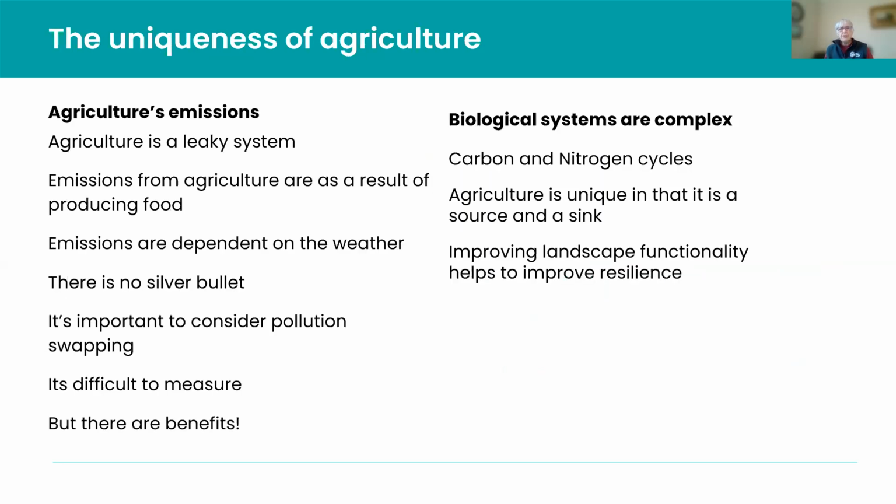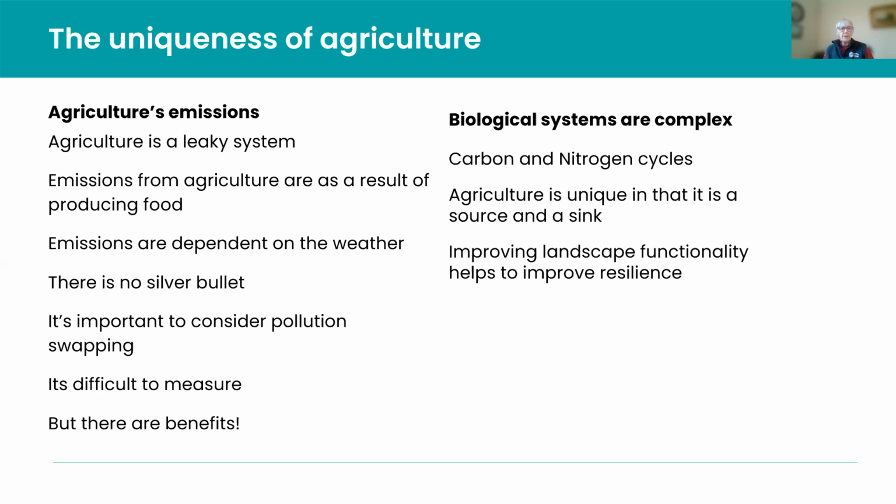So what I wanted to do for a moment is focus on the uniqueness of agriculture. In terms of the emissions from agriculture, it's a pretty leaky system. As I've already mentioned, the emissions from agriculture arise as a result of producing food, and they're also dependent on the weather. And there is no one answer. Every farm is different. So it does need to start from understanding what your baseline emissions are, where they're coming from, and then think about what you can do about it.